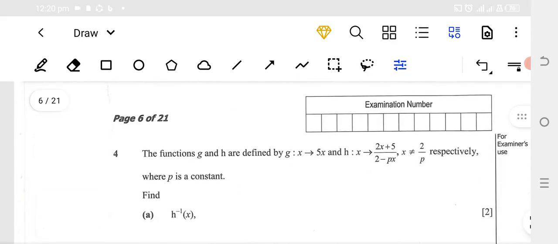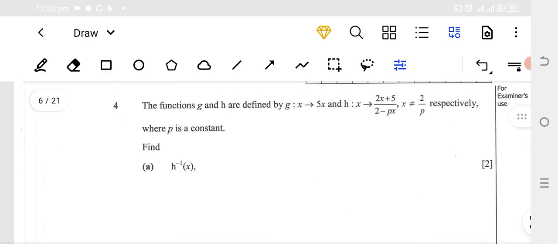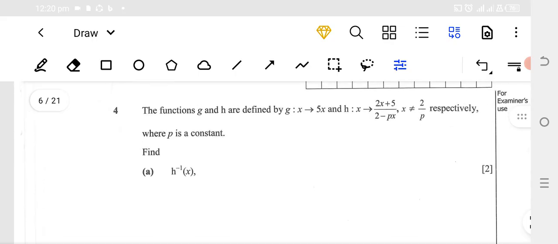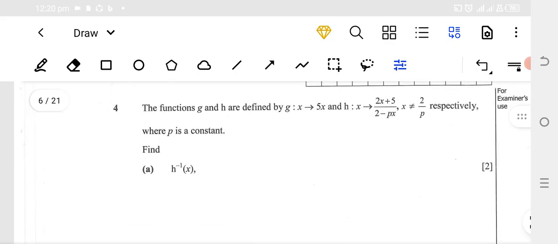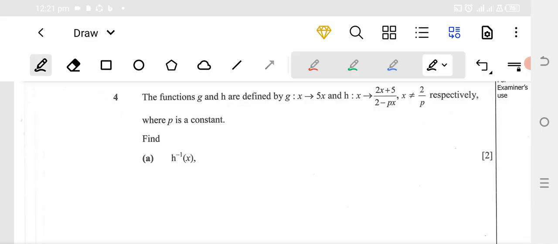The next question reads, the functions g and h are defined by g of x is equal to 5x, then h of x is equal to 2x plus 5 divided by 2 minus px, where x is not equal to 2 over p respectively, where p is a constant. Find h inverse of x. It's carrying only 2 marks. So the first thing that you do is write your h of x.